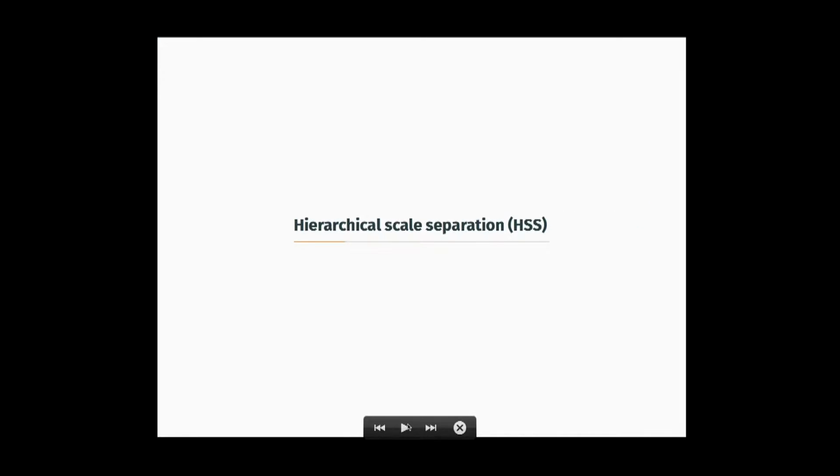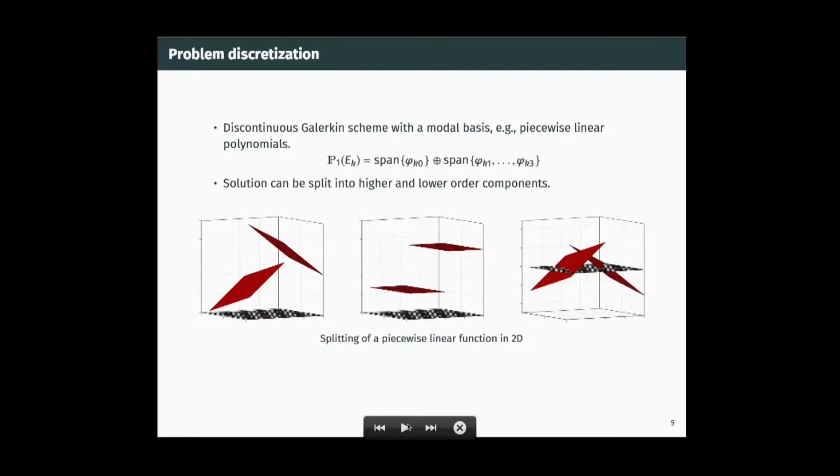The first approach to improve linear solver performance that I want to talk about today is hierarchical scale separation, which is an algorithm to speed up the linear system solves given a particular discretization, which is, in our case, a discontinuous Galerkin method with a modal basis. For example, we use a piecewise linear discontinuous approximation. In the picture on the left, you can see such a representation of a function with two elements. So you can see it's piecewise linear.